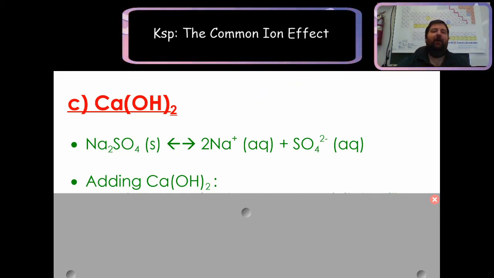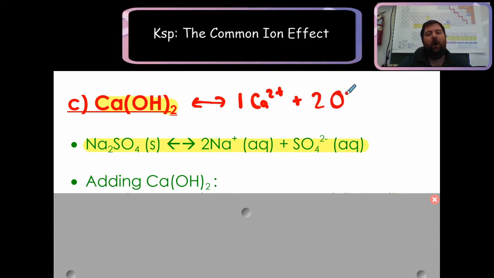All right. Welcome back. Let's test your predictive capacity. What happens to our system in equilibrium if we add calcium hydroxide? What is this going to dissociate into? Well, this is going to dissociate into 1 Ca2+ and 2 OH-.